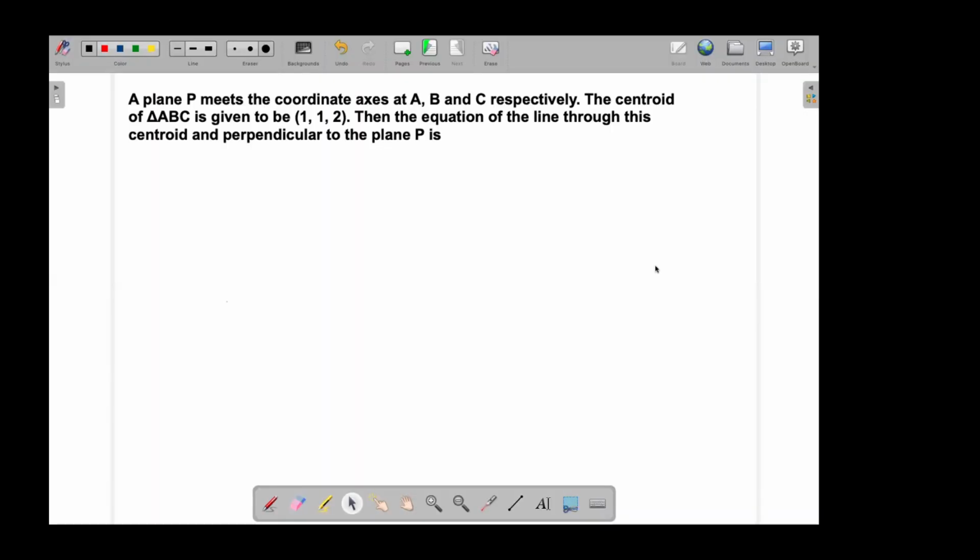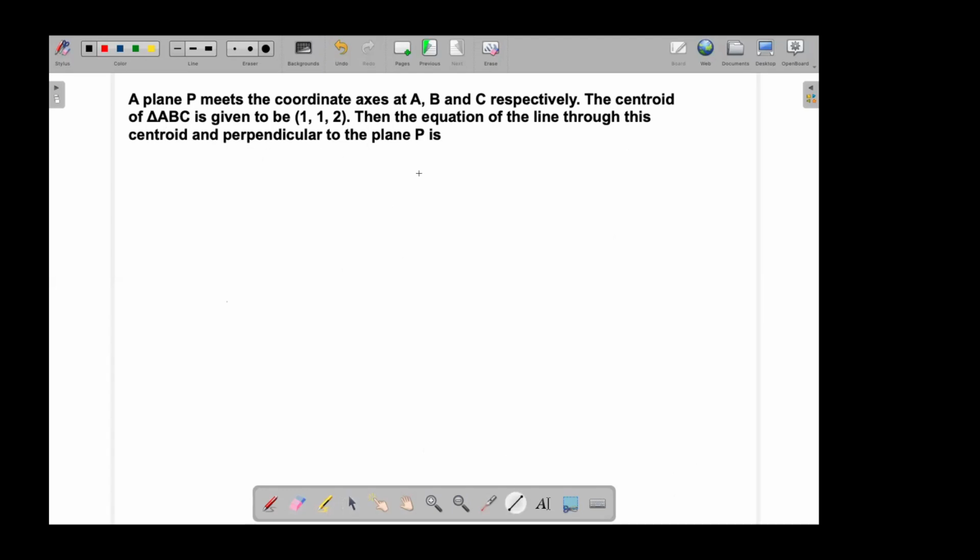Okay, so let's start with this question. This question is again from 3D geometry, and it appeared in JEE Main 2020. In this question, we are supposed to find the equation of the line which passes through the centroid of a given triangle and is perpendicular to the plane P.